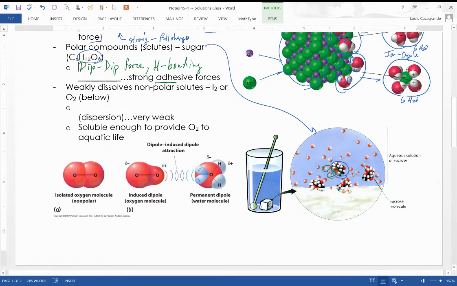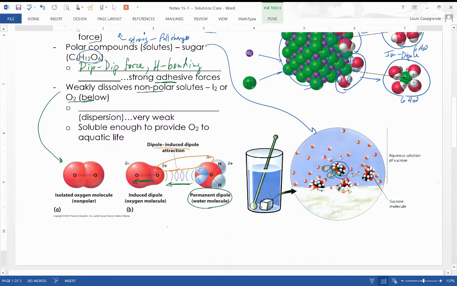Now, you can also, as we talked about in the lab, weakly dissolve nonpolar solutes like oxygen. So if we look down below, here's an oxygen molecule, and it's a nonpolar oxygen molecule. If you put that up next to this permanent dipole of the water, what's going to happen is the negative end of the water is going to push the electrons on the oxygen molecule away. And when you do that, we now have the attractive force between the positive and negative dipole. And we get this dipole-induced dipole.